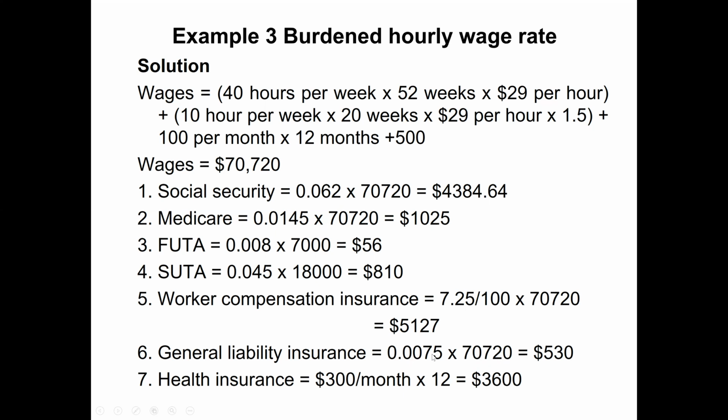For the general liability insurance, the company is going to pay 0.75% of all wages. So 0.75 divided by 100 becomes 0.0075, multiplied by the wages. The company is going to pay $530 for the general liability insurance. Then for the health insurance, the company portion is $300 per month. So annually, the company pays $3,600 for health insurance.